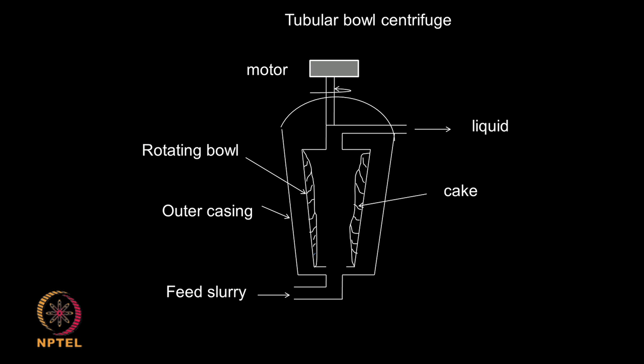Okay. Then we have the centrifuges. There are different types of centrifuges I mentioned. There is a tubular bowl centrifuge where the slurry comes from the bottom, the solids are thrown out and they form a coat on both sides, and the pure liquid goes out. Generally this is used when the amount of solids is much less, whereas a filter is preferred if the amount of solids is in large quantities. Okay. So, we can look at the modeling of this tubular bowl centrifuge also.